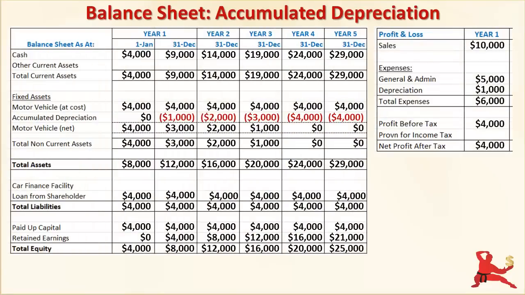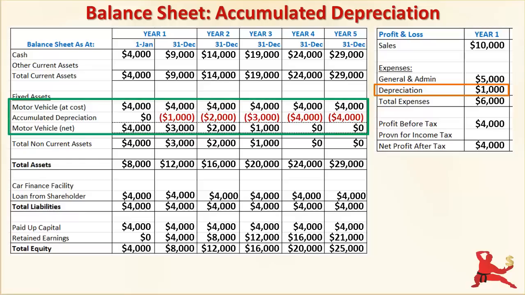That's your balance sheet. Each year or month, if you're talking about monthly accounts, the depreciation expense charged in the profit and loss is accumulated in a line called accumulated depreciation on your balance sheet. This is a negative number that goes against each fixed asset. In this case, we've only got one fixed asset, and that's the car. So by the end of year 1, the $1,000 depreciation expense shows up as accumulated depreciation of $1,000 in your balance sheet. It reduces the value of the car in your accounts to $3,000.